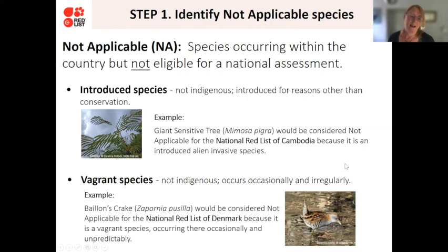Vagrant species, again, they're not indigenous to the country. They occur occasionally, sporadically, irregularly. You can't predict when they're going to turn up. Those would go into a not applicable list for a national red list. So an example here is Zapornia pusilla, this lovely little bird. Occasionally occurs in Denmark, but it would not be considered applicable for the national red list because it's a vagrant and it occurs there unpredictably.